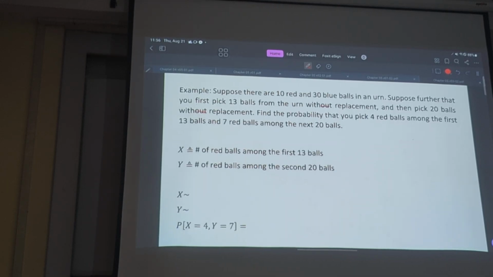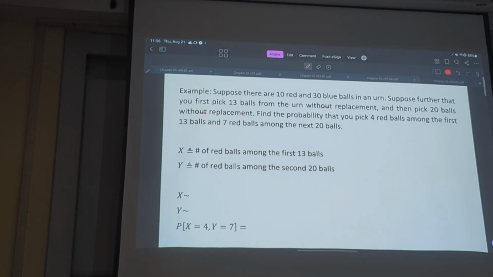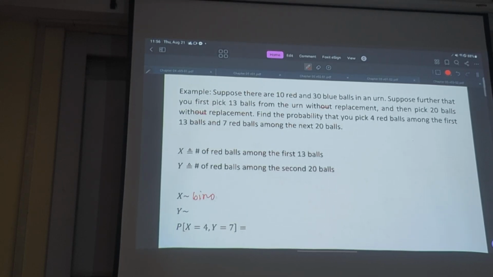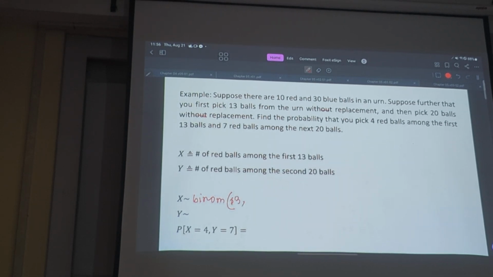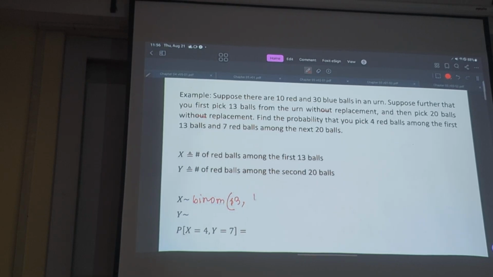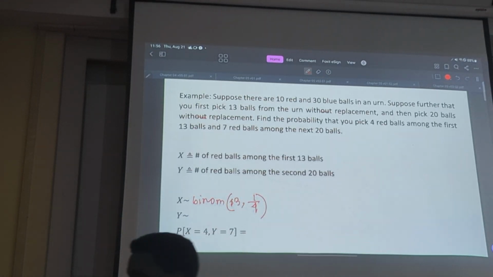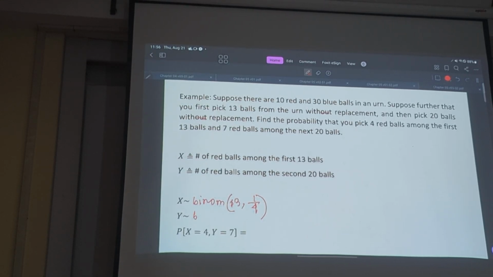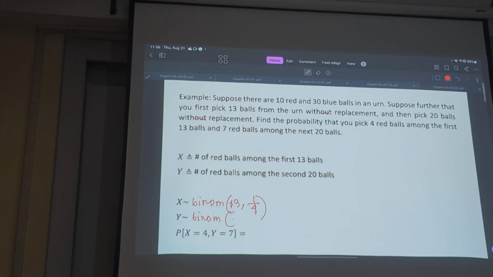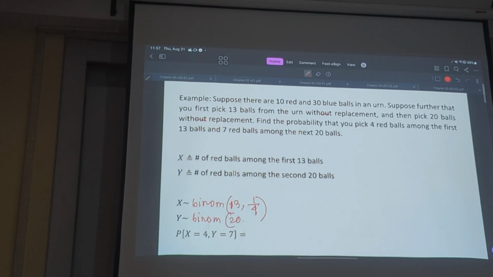then that constitutes a Bernoulli trial, and we are counting the number of red balls as successes, and X is binomial. How many? 13. And what is the probability that it will be a red ball? 1/3. Out of 40 balls, there are 10 red balls. And Y is also binomial with 20.